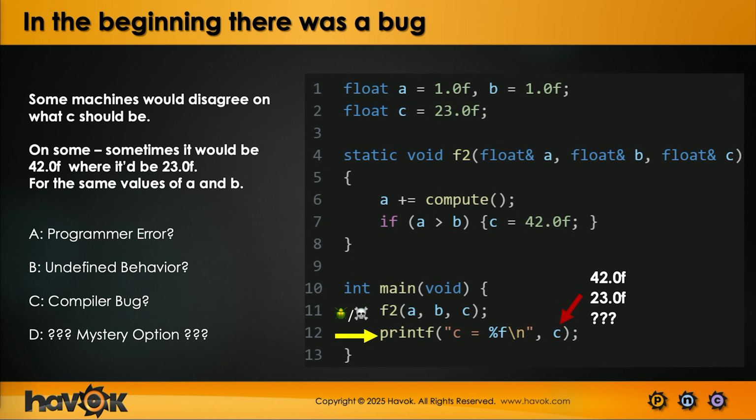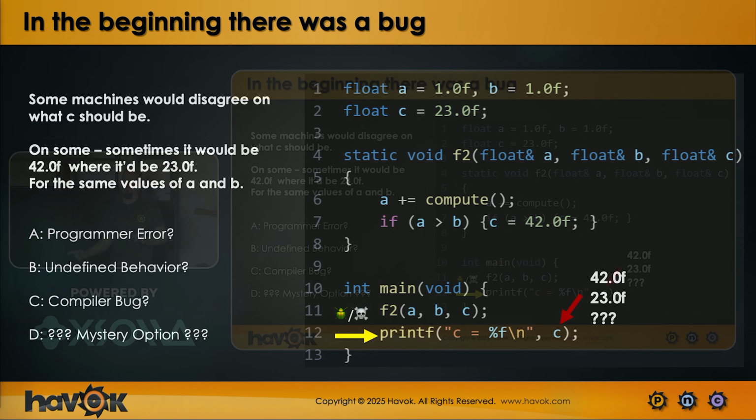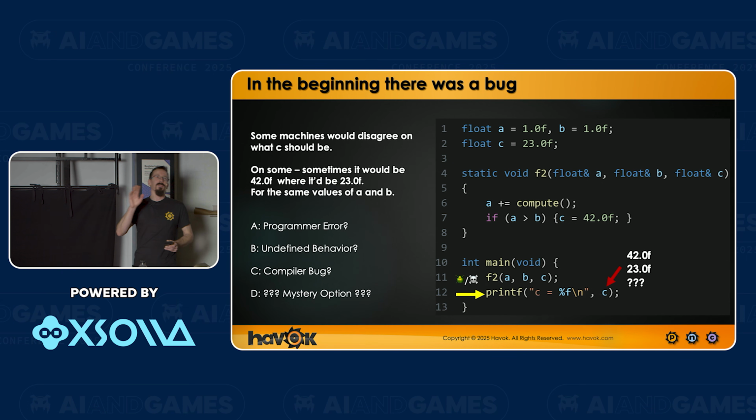So yeah, why would that happen? And so now it's a pop quiz. Write down or remember the answer you're giving. Is this programmer error? Is it undefined behavior? Is it a compiler bug? Or is it D, the mystery option? Write it down or just remember your selection, and onwards we go.